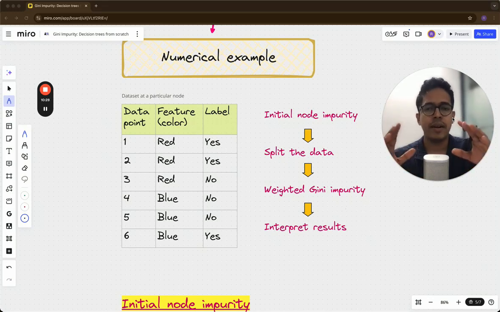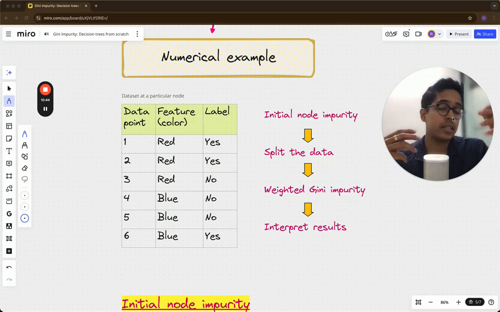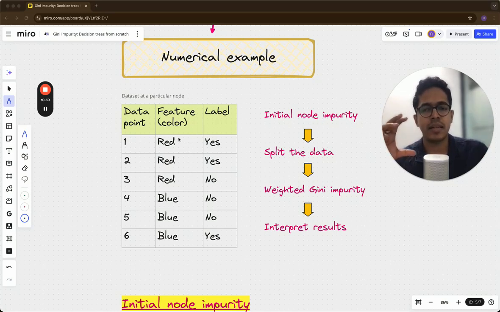So imagine you have a data set at a particular node with 6 data points, and the feature that separates the data points is color. You have 2 colors, red and blue, and 2 labels, so you are doing a 2-class classification. The label is yes or no. At the particular node where this data set is, 2 of the red points are yes and 1 red point is no. 2 of the blue points are no and 1 blue point is yes.